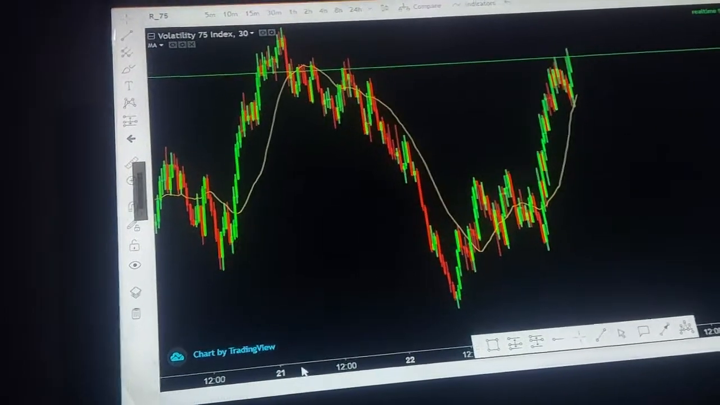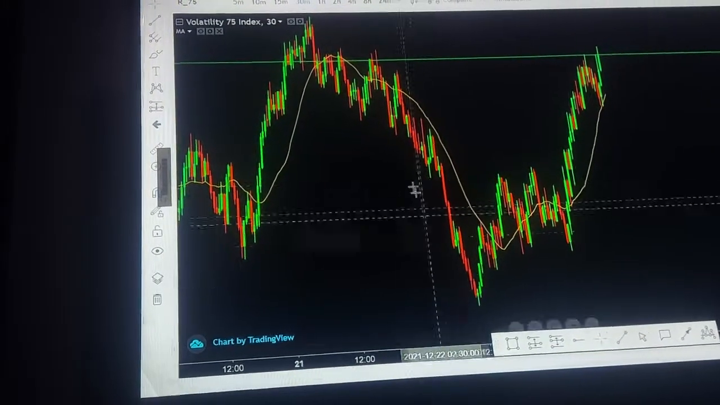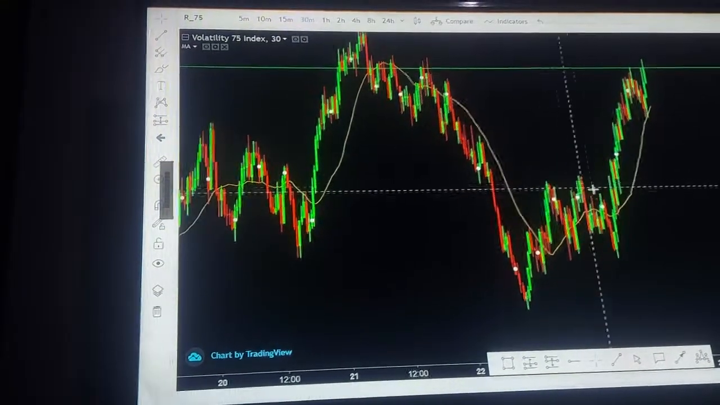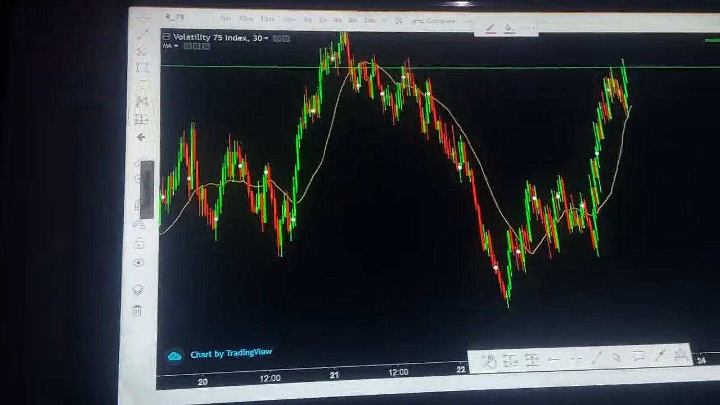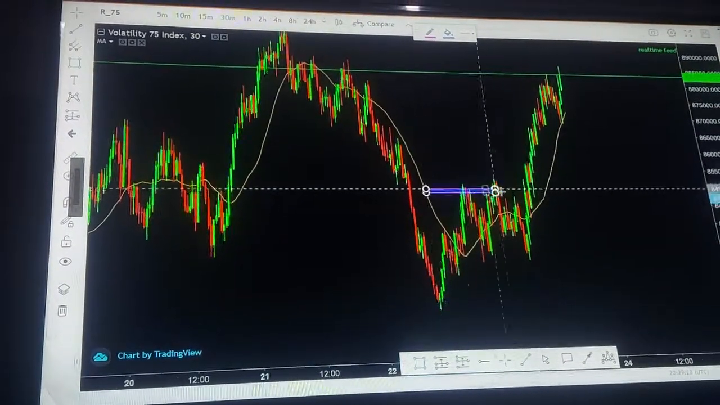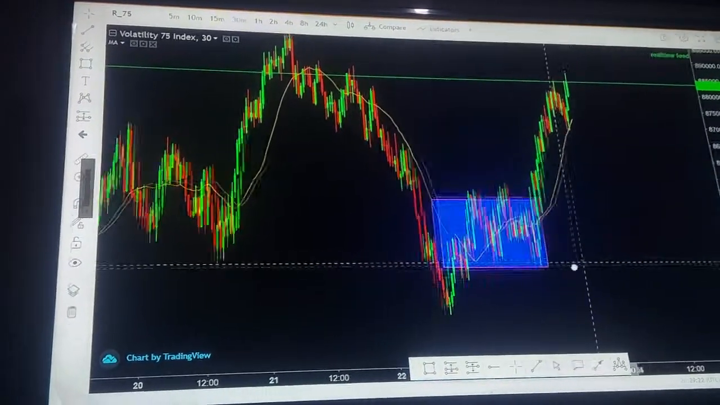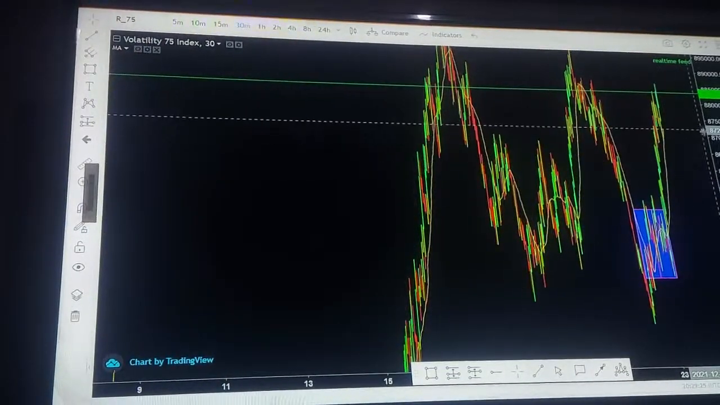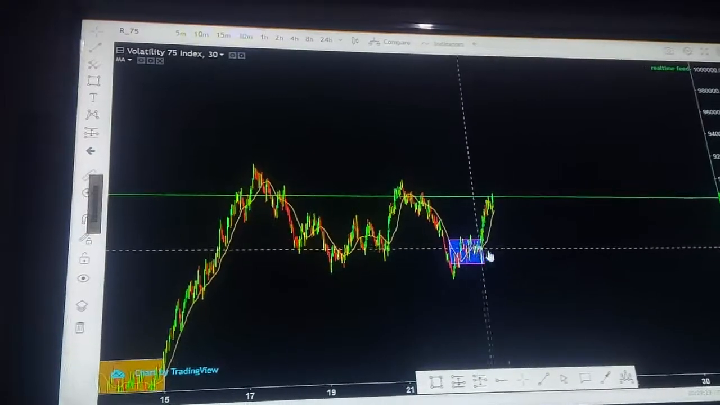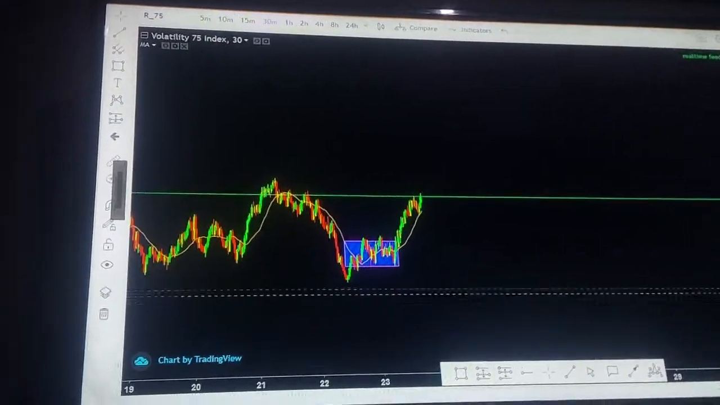After this consolidation, if you've been watching this channel, you would have known how I trade. So after this consolidation, we were generally in an uptrend. We're in an uptrend, so I'm waiting for only buy opportunities. I'm waiting for buy opportunities alone.